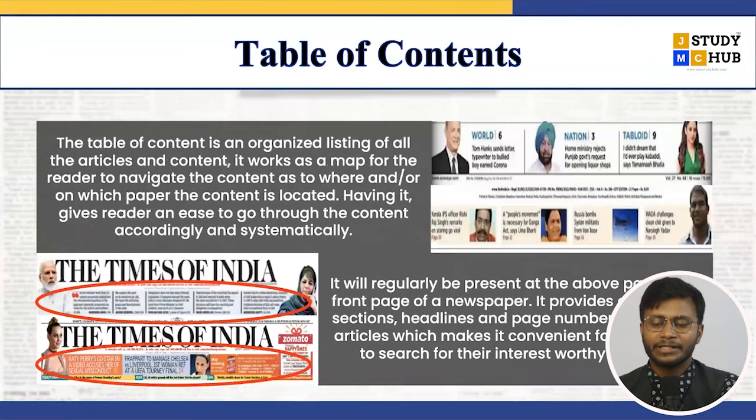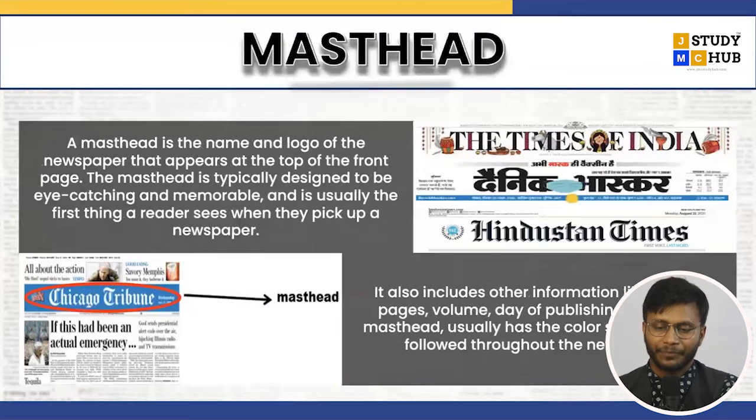Okay, table of contents, as you can see in the pictures, basically navigates the pages of the newspaper. Okay, masthead, that is important. Without the masthead, nothing. No newspaper has its own value without the masthead. So the masthead basically gives an identity to the newspaper. So these were all the important terminologies.